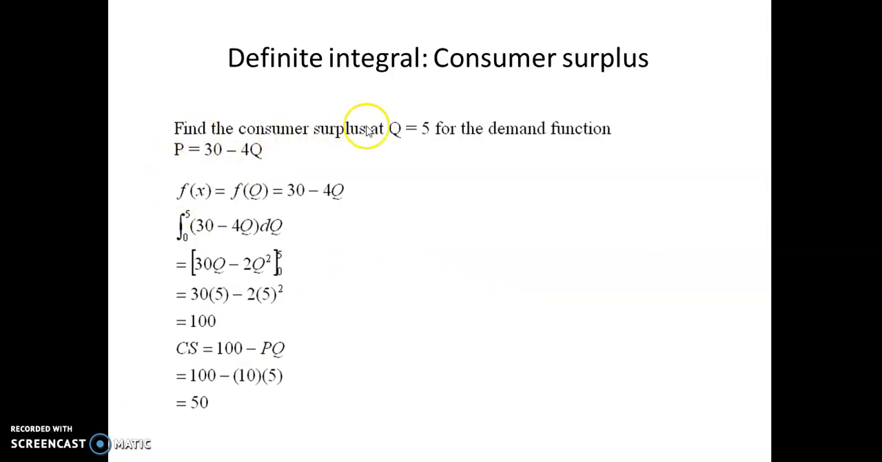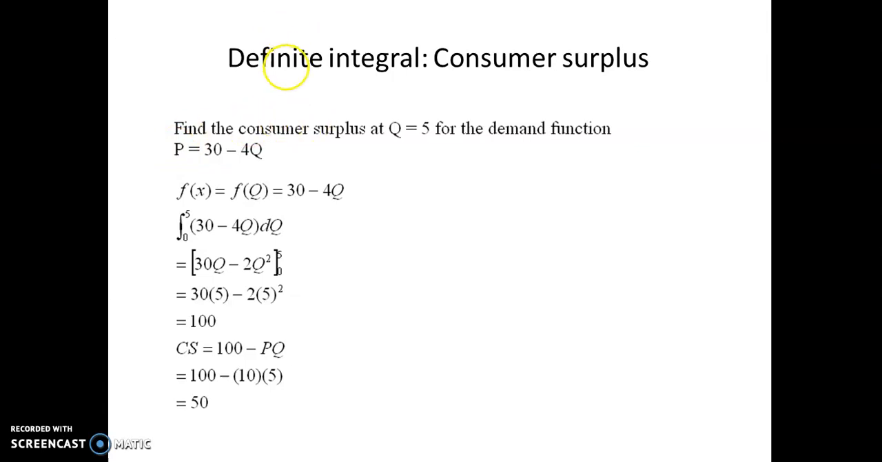So it says find the consumer surplus at Q equal to 5, for the demand function P is equal to 30 minus 4Q. So if Q is 0, we can see that the price is equal to 30, and that is the vertical intercept. We can see that where the quantity is 5, the price was equal to 10. And that was the information that was plotted on the curve.